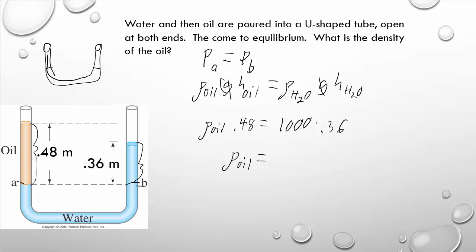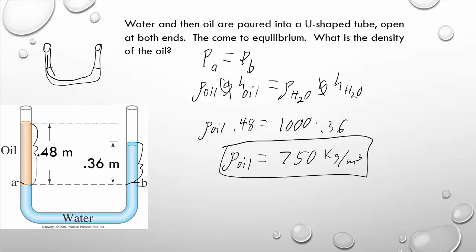And we should be expecting something less than 1,000 because we said the oil is less dense, otherwise it would be lower if it were more dense. This works out to be a nice round number of 750 kilograms per cubic meter.